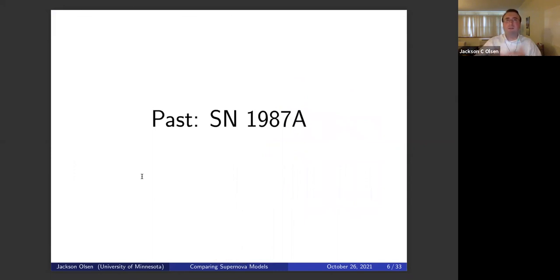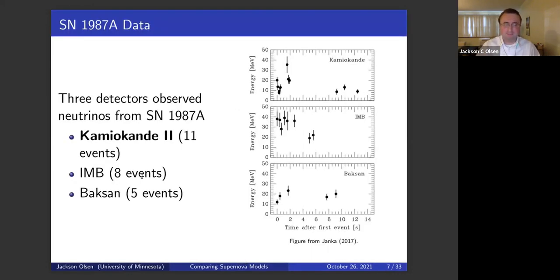So now that I've gone through the models that we'll be looking at today a little bit, let's talk about the data that we have. We have neutrino data from exactly one supernova, supernova 1987A. This data was observed in 3 detectors: the Kamiokande 2 detector, which saw 11 events, IMB, which saw 8, and Boxon, which saw 5.